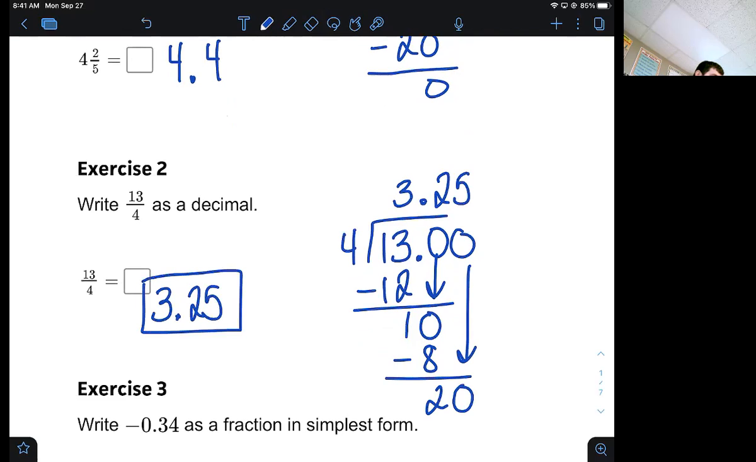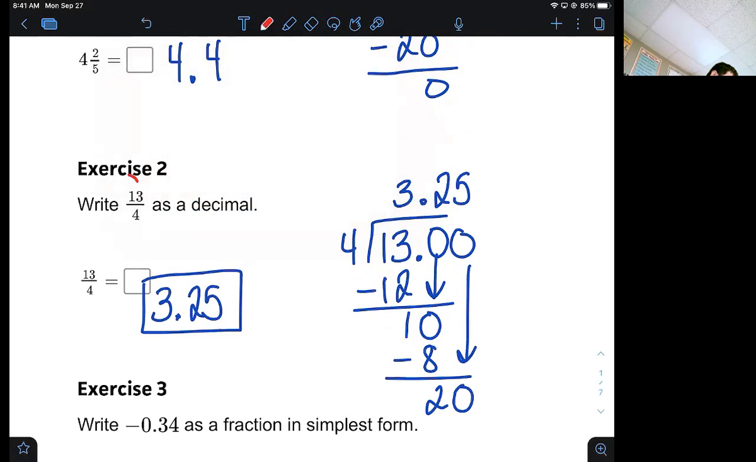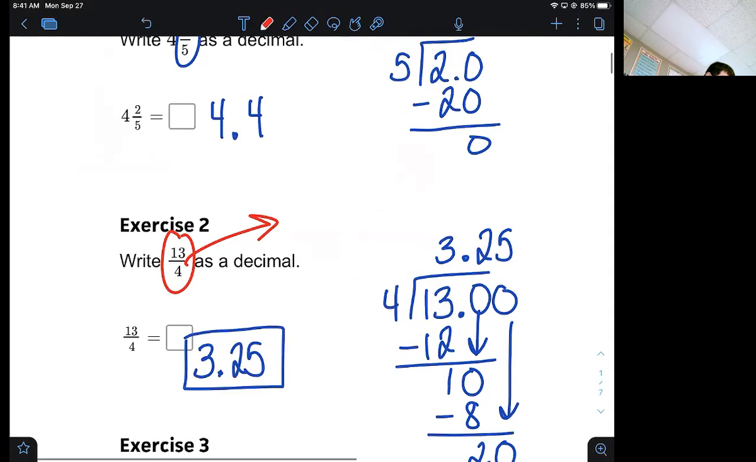Another way you could do it is by taking that improper fraction and writing it as a mixed number. 4 goes into 13, we said 3 times, with 1 left over. So it's actually 3 1/4. And if you know that a 1/4 is 0.25, then you know that 3 1/4 is going to be 3.25. So that's another way you could do this one, again, assuming you know your fourths and you have them memorized.